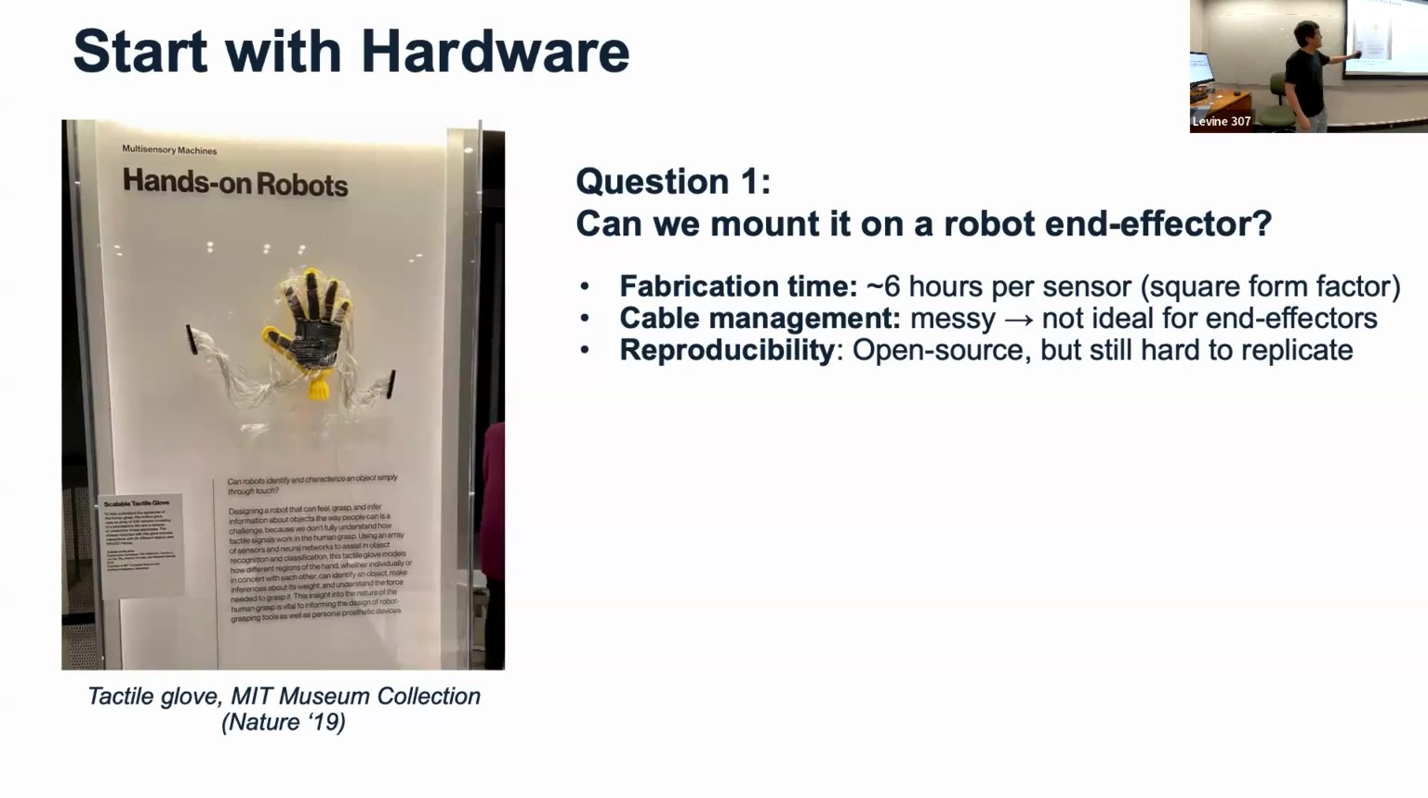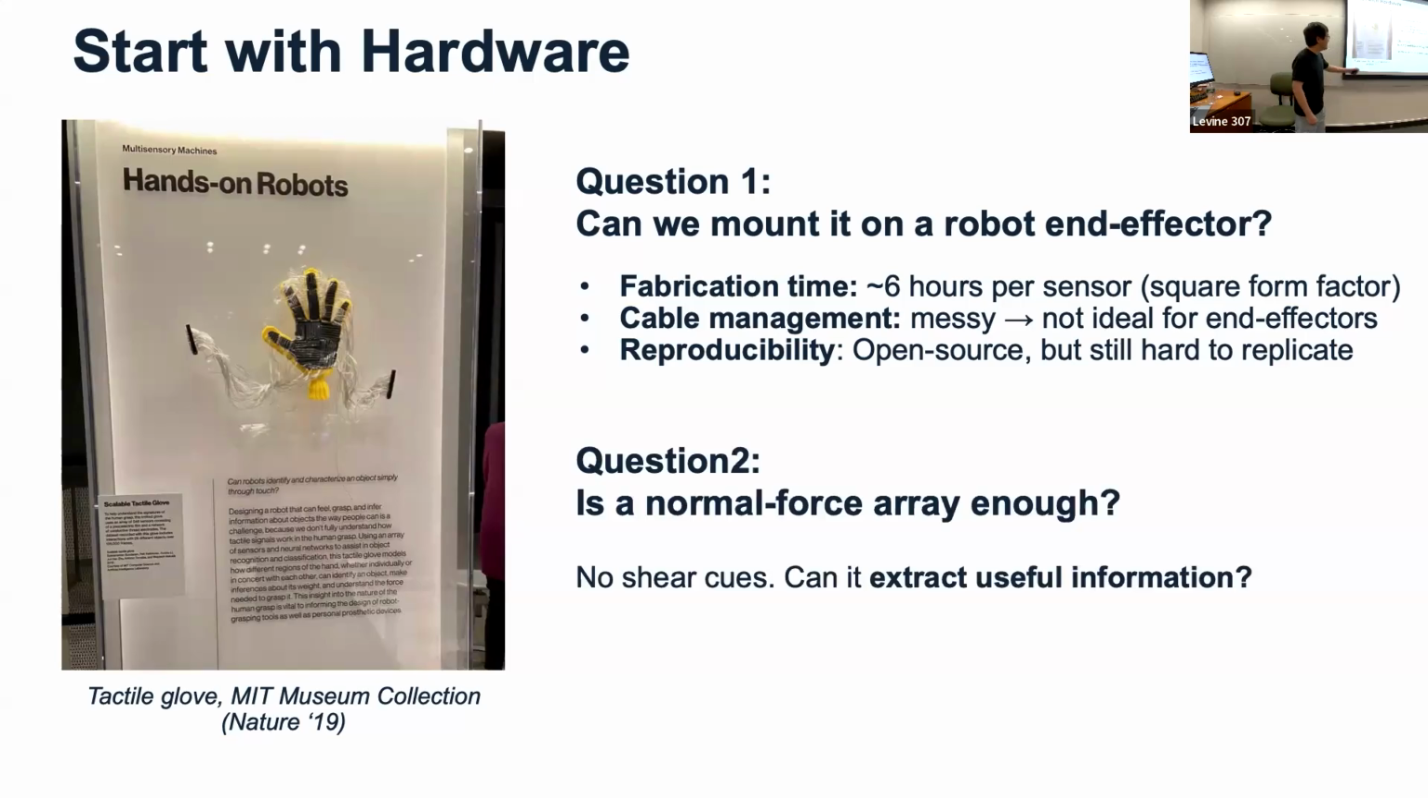And for reproducibility, even though this glove is open source, it's still hard to replicate. Some people may know Professor Yue Luo, now an assistant professor at the University of Washington. When she first joined their lab and tried to reproduce this glove, it took her about 1 year to fully recover the original performance. So even though it's open source, it's still hard to replicate.